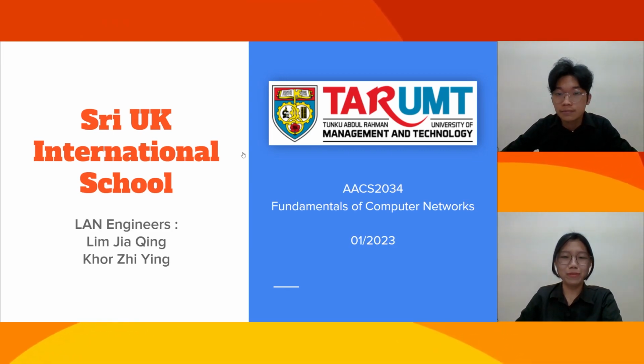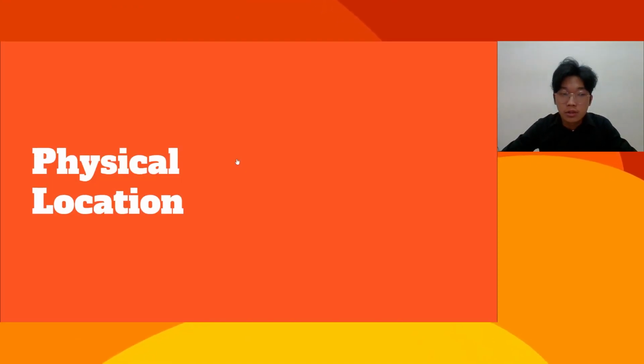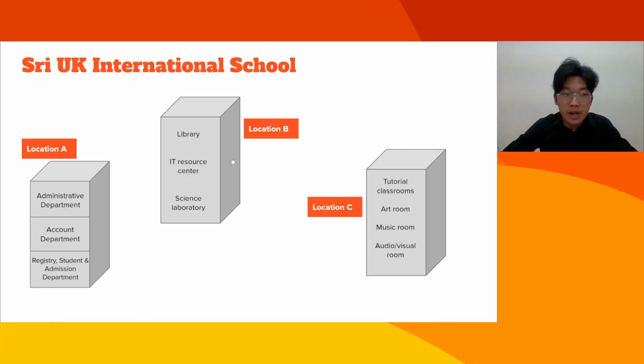Hi everyone, I'm Khor. Today, we are here to present the local area network which we designed for the school. So, first things first, we need to know the physical location of this school. This school has three locations, which are location A, location B, and location C.